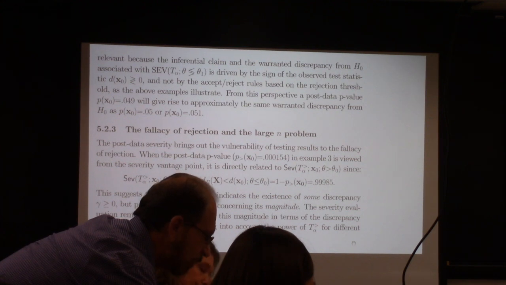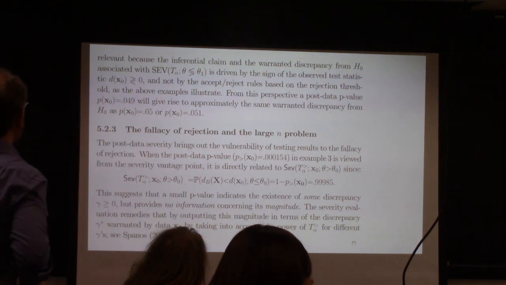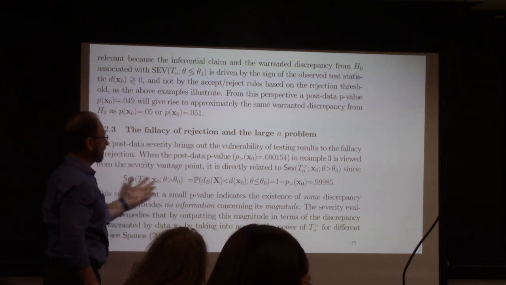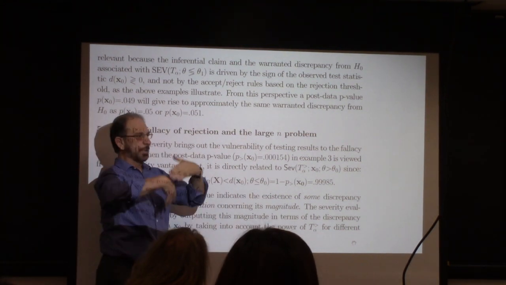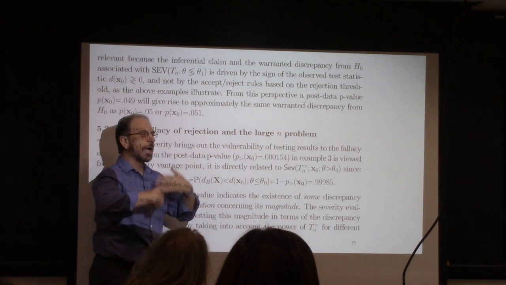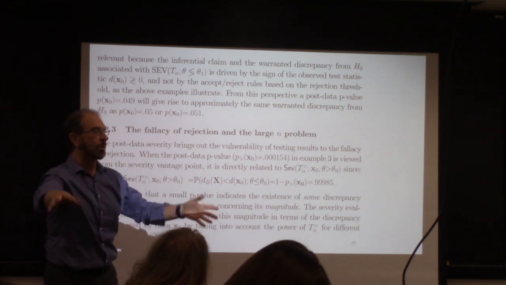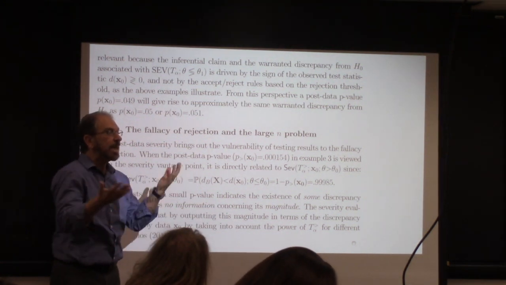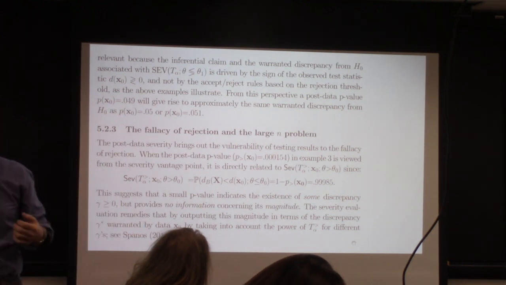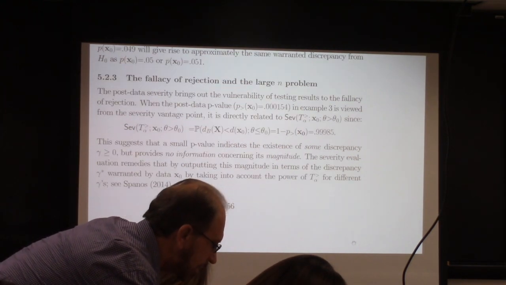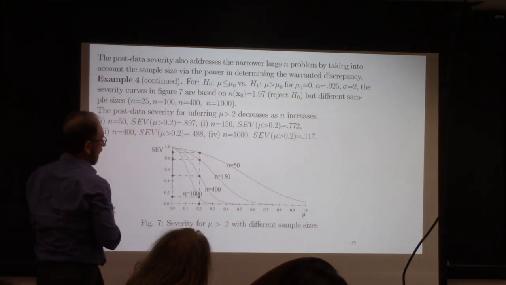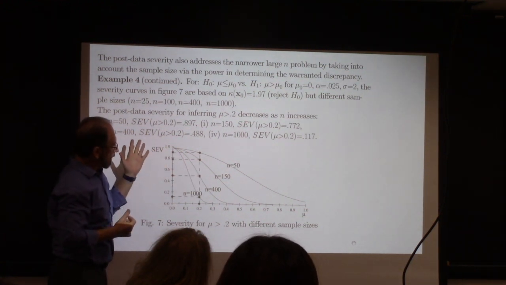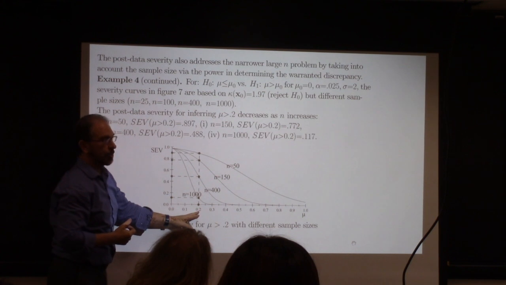And of course, how do we address this fallacy of rejection because of the sample size? Here I show the relationship between the p-value and the severity evaluation, which is under the null, basically what you're pointing out. But that's not what we're interested in. We need to look under the alternative, so we'll have information about the sensitivity of the test in picking up a discrepancy and take that into account. That's why this is important. And here I have a nice example to show you how the sample size comes in with severity. So I'm interested in this discrepancy of 0.2.